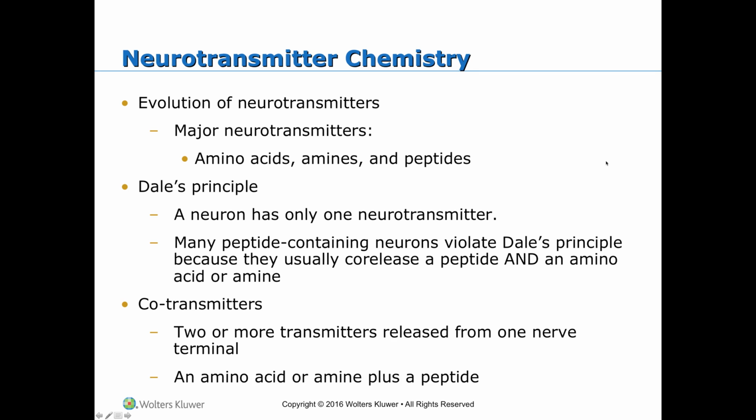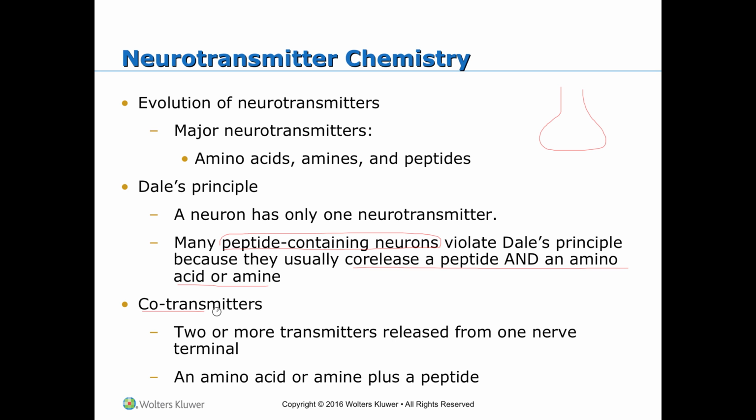So again, the major neurotransmitters include amino acids, amines, and peptides. Dale's principle is that a neuron has only one neurotransmitter. However, a lot of peptide-containing neurons, which co-release a peptide along with a neurotransmitter, violate this principle, because the co-release of a peptide and an amino acid or an amine is in direct conflict with it. Now, not every neuron contains both peptides and neurotransmitters, but you're never going to have a neuron that is releasing two separate neurotransmitter classes. So you're not going to have a dopaminergic neuron that also releases acetylcholine or serotonin.